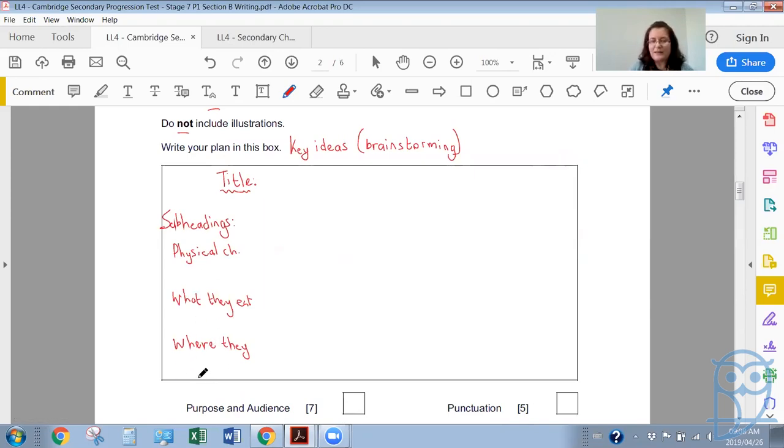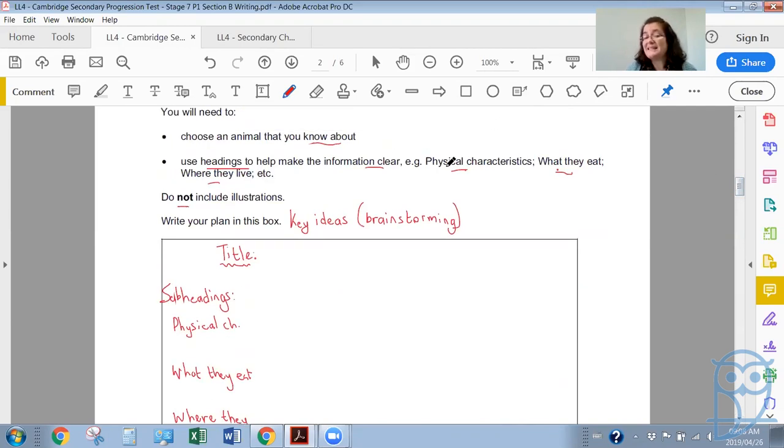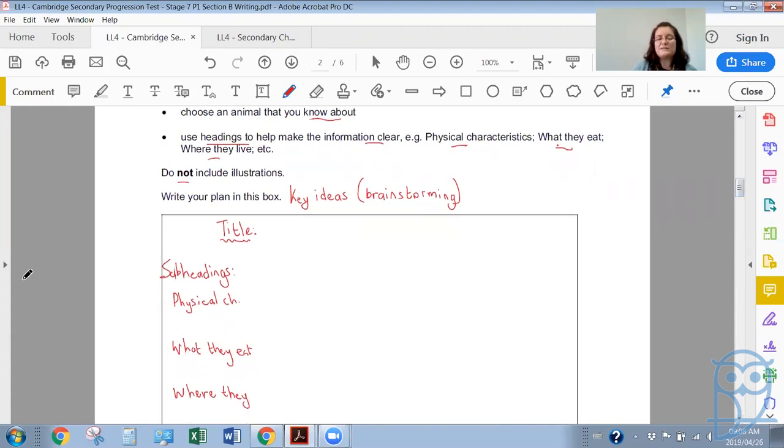You can add another heading, another subheading of your own choice. Okay, so another way that you could approach this is, for example, if you didn't want to use the subheadings they've given you, they call them headings here, then you could say, well, what's another word for physical characteristics? Well, another word is appearance, right? So you could write appearance instead of physical characteristics. You don't have to, but you could. What they eat, that's diet. And where they live, that is habitat. All right. So you could have these as your 3 main headings, or use the ones they give you.